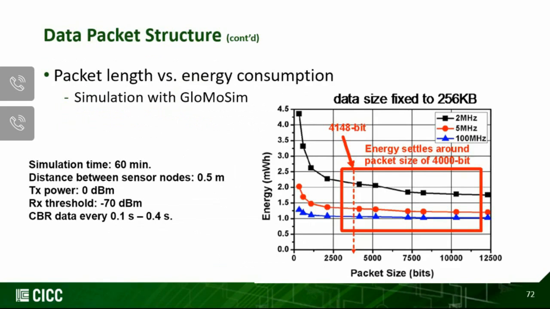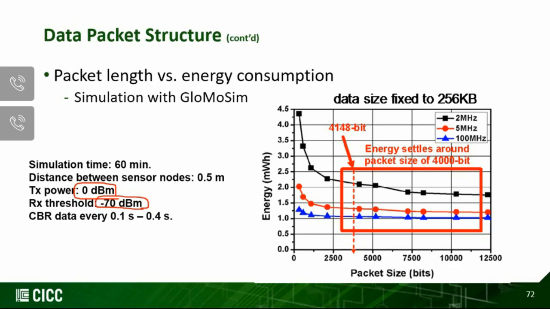Because we did the same simulation using the network simulator. Now the TX power is assumed to be 0 dBm, RX threshold is still minus 70 dBm, and the bit stream is still CBR, which corresponds to the physiological signals. And we have calculated how much energy will be used with the packet size.